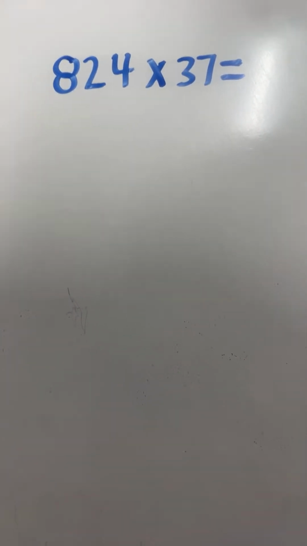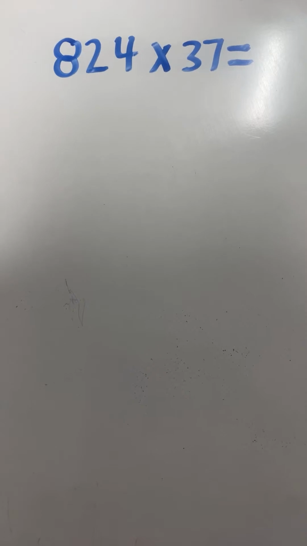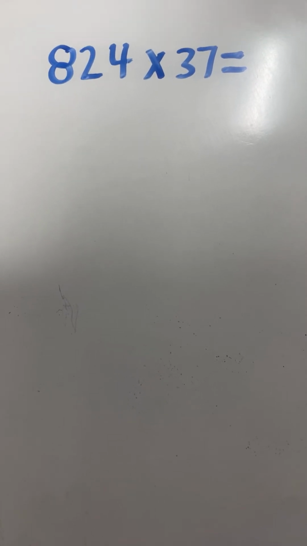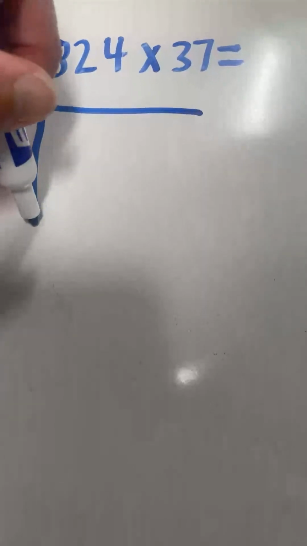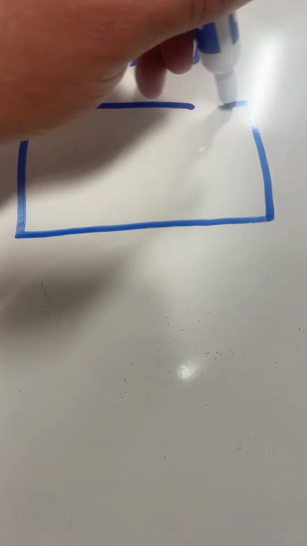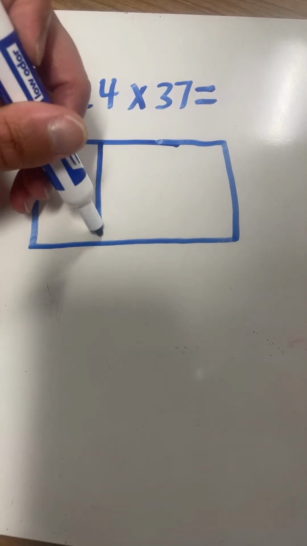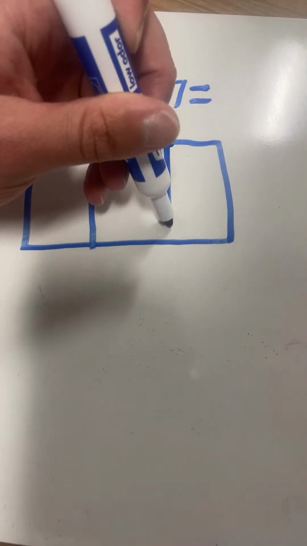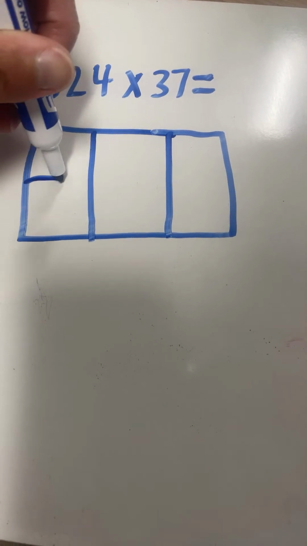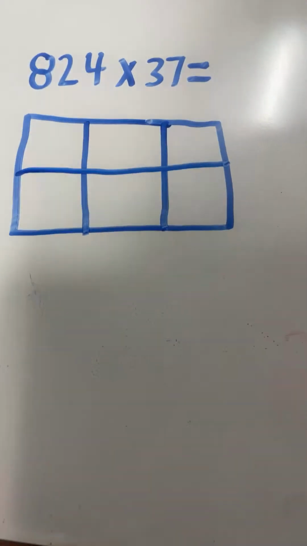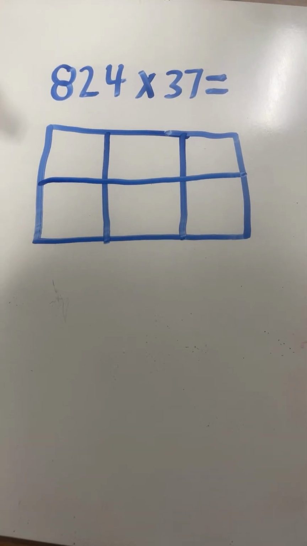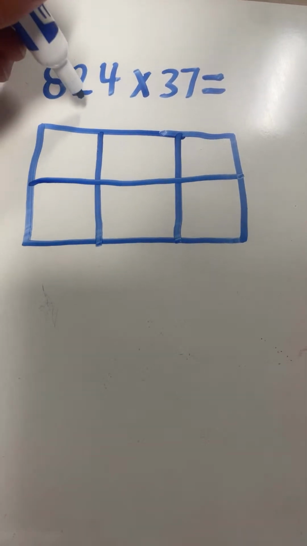So before I do any math, I got to draw my Lattice method model. So I need a box for each of the digits here. Bear with me from start to finish. I think it'll make more sense. I know it's hard when you're learning something new for the first time.